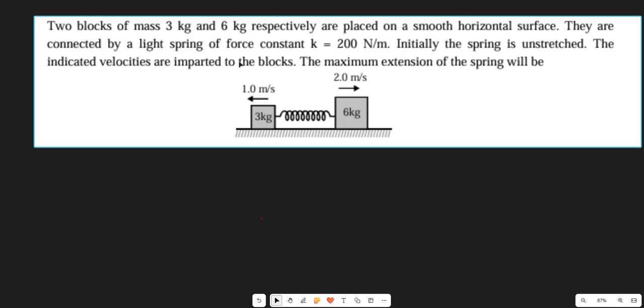surface. They are connected by a light spring of force constant K equal to 200 Newton per meter. Initially, the spring is unstretched. The indicated velocities are imparted to the blocks. Maximum extension of the spring will be.